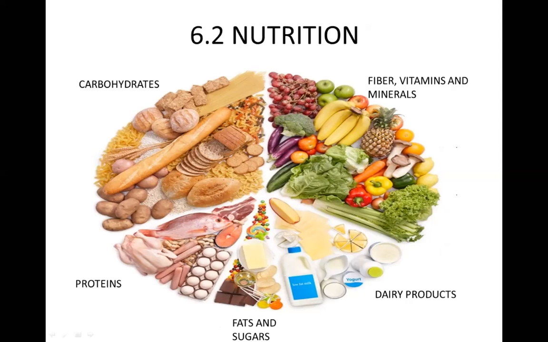Proteins are meat, non-veg, fish, eggs, and some dairy products also come under proteins. Then oily things like nuts, chocolate, sugars are fats and sugars, like butter, ghee, oil, whatever you see in your home. You have rice, chapati, and whole wheat grains. So wheat comes under carbohydrates. And fruits and vegetables come under fiber, vitamins, and minerals.